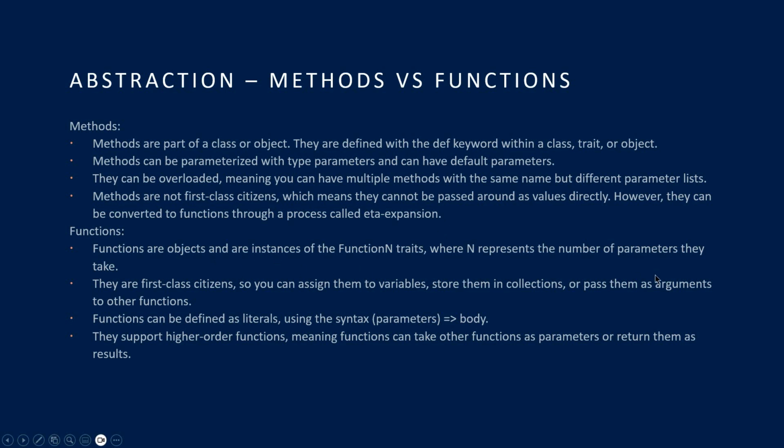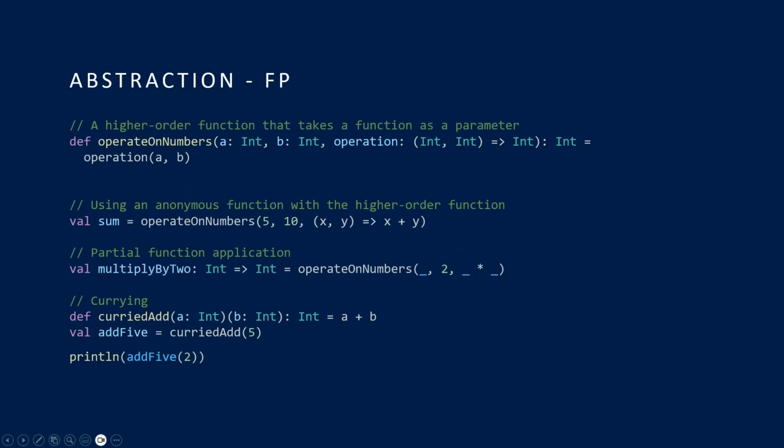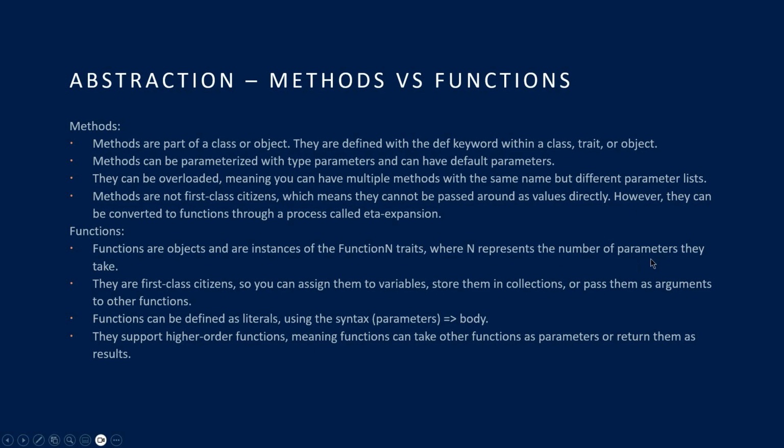Functions are objects and instances of Function n traits, where n represents the number of parameters they take. They are first class citizens, so you can assign them to variables. We've seen that. That's where I get a little bit confused, because in the previous example we're assigning stuff to variables here. You can store them in collections or pass them as arguments to other functions. They can be defined as literals using that sort of syntax, and they can support higher order functions, so they can take other functions as parameters and return them as results.